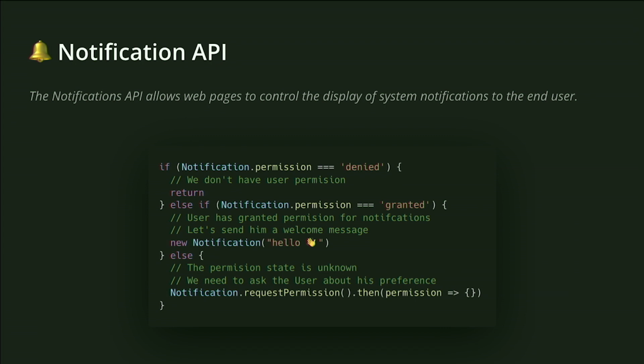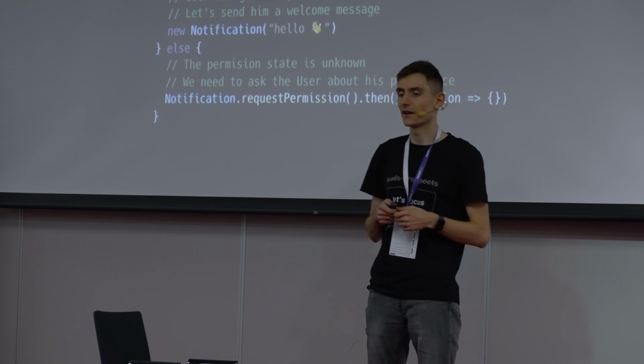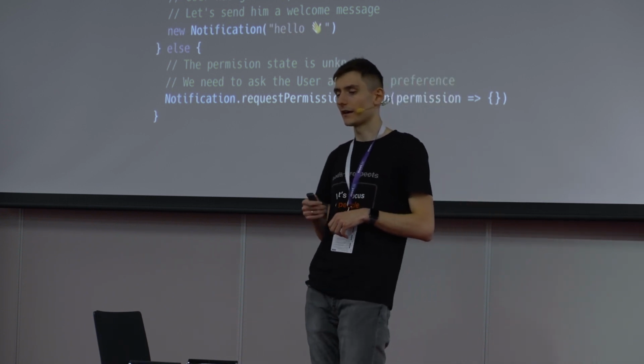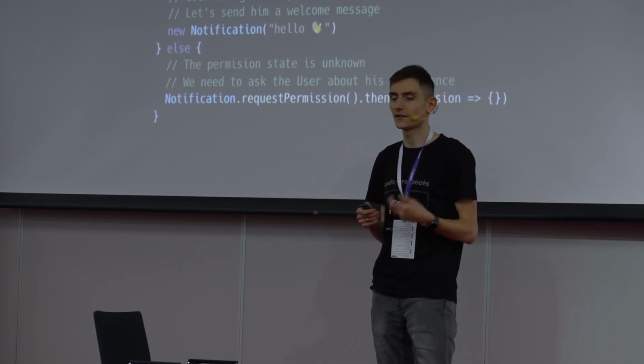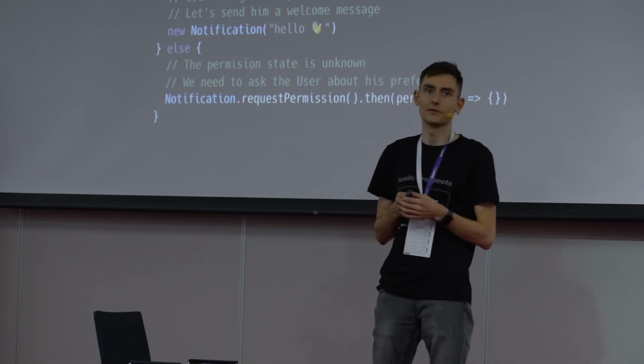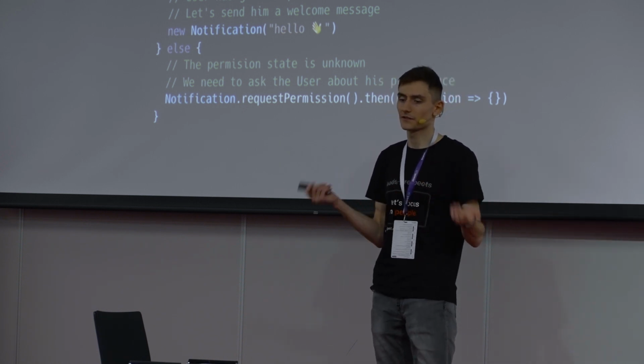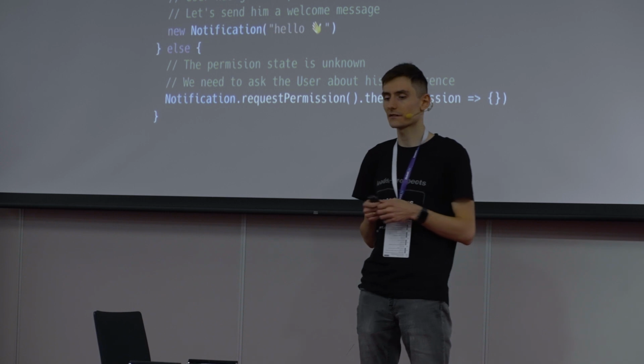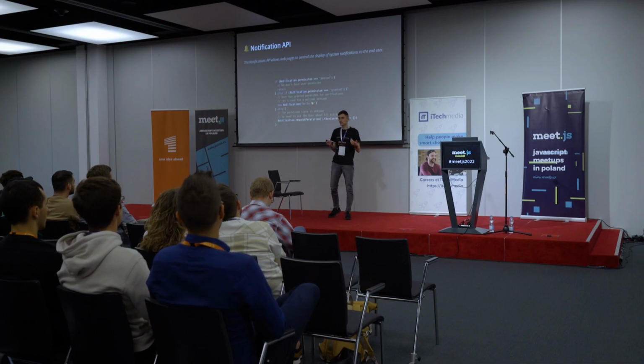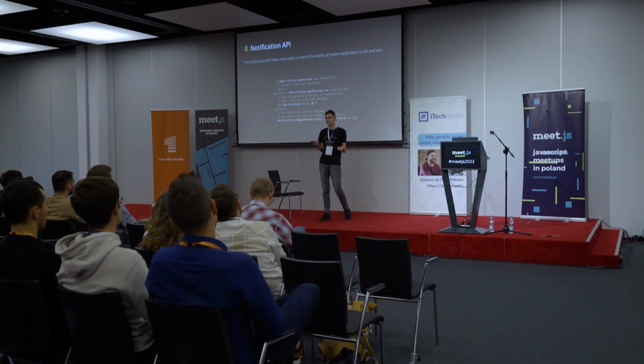It is a synchronous property that allows us to read the current state of the permission for our application in terms of notifications. It can have three values: denied, granted, and default (unknown). If it is denied, we just don't have the permission, so we don't do anything. If it is not denied, we can check if it is maybe granted. If yes, we can show the notification.